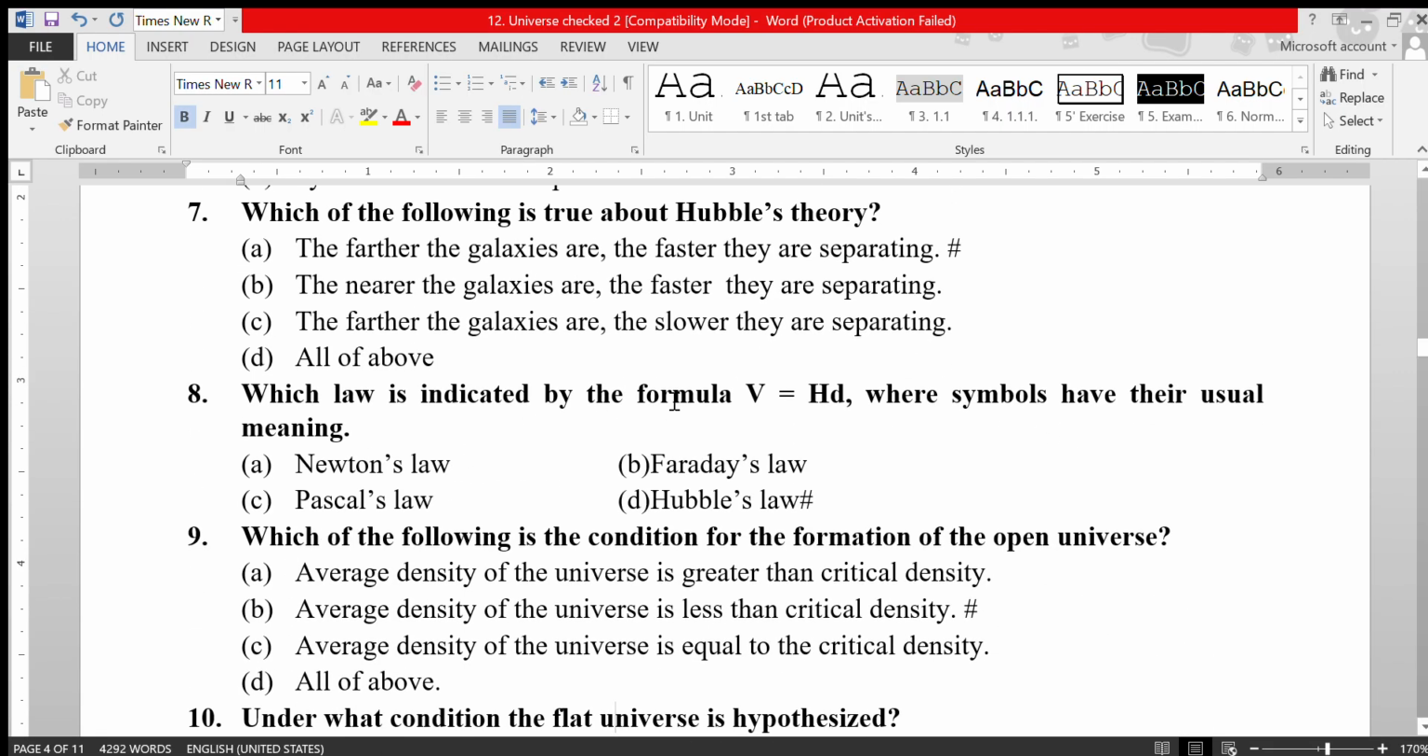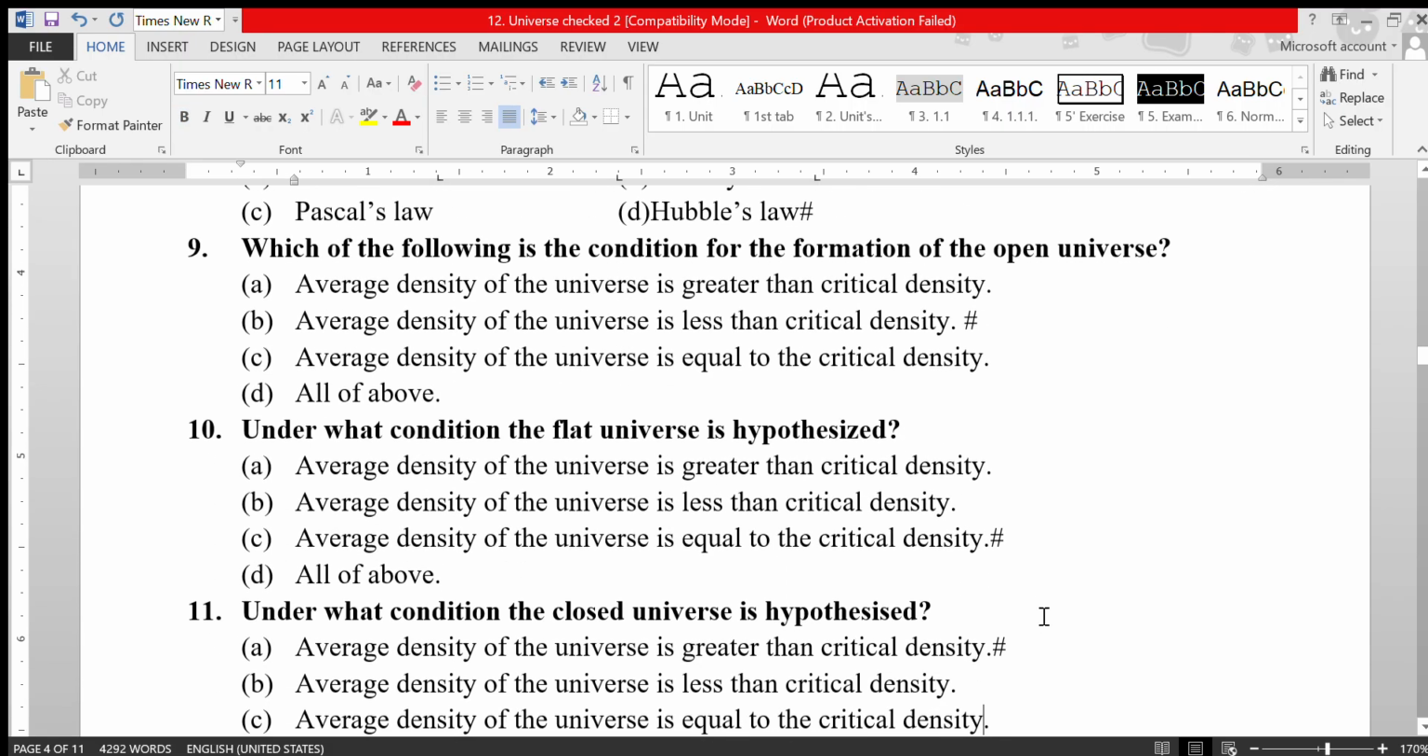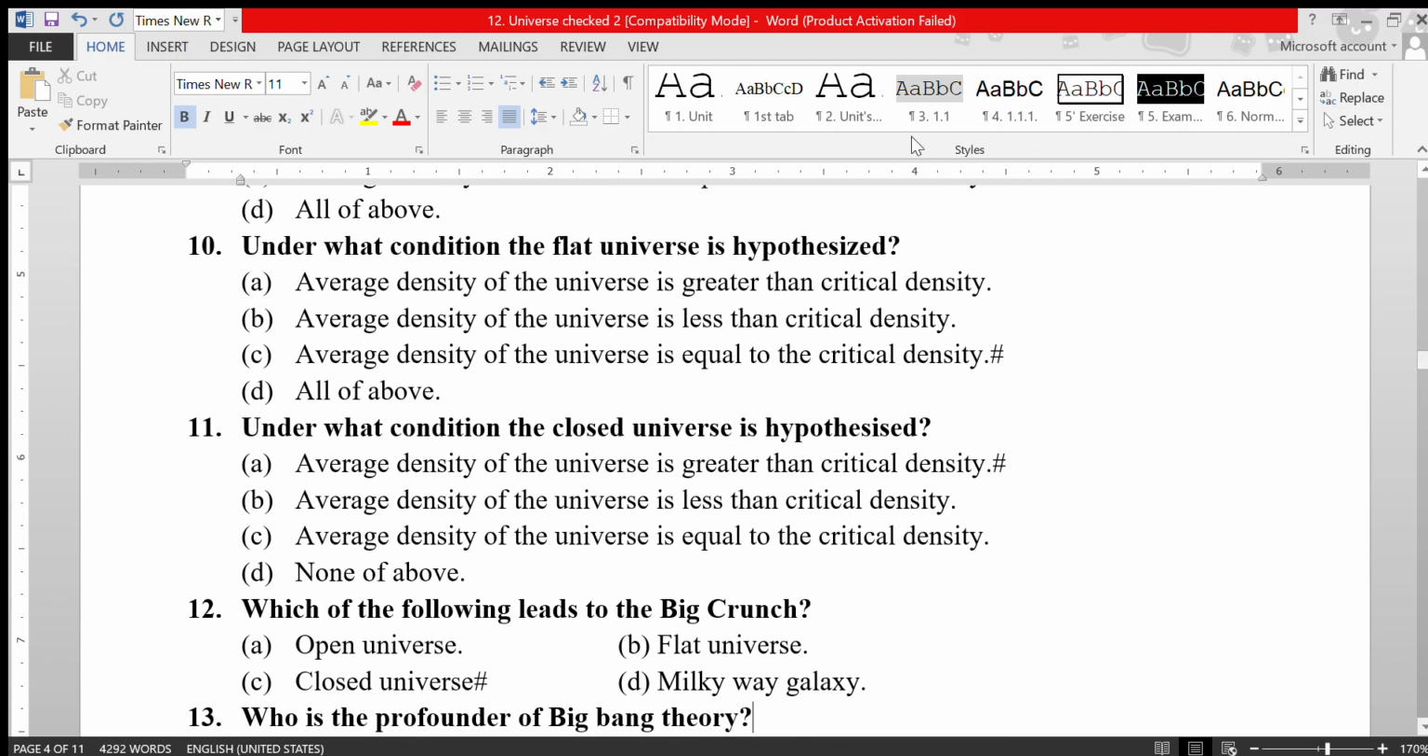Which law is v equal to HD? Hubble's law. Which of the following is the condition for formation of open universe? Average density of the universe is less than critical density. Question number 10. Under what condition is a flat universe hypothesized? Average density of the universe is equal to critical density. Under what condition is a closed universe hypothesized? Average density of the universe is greater than critical density.